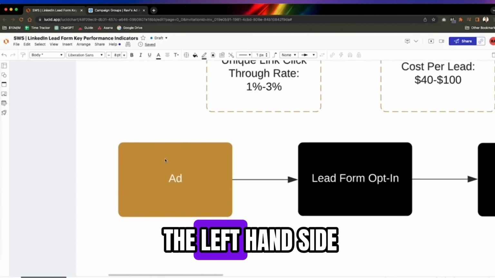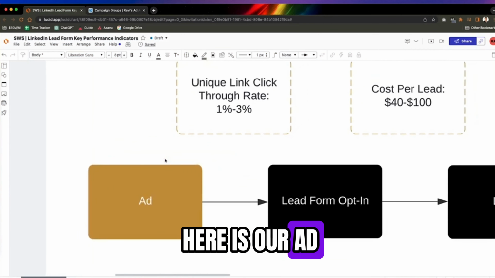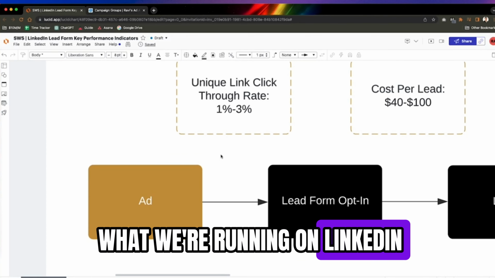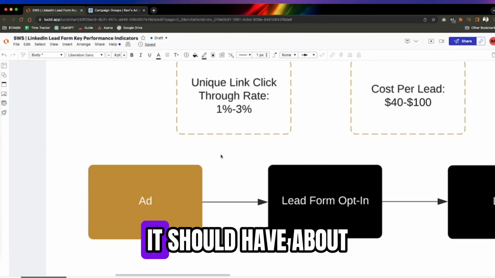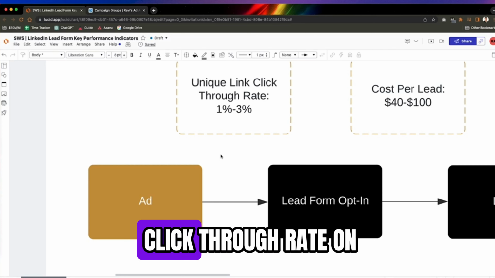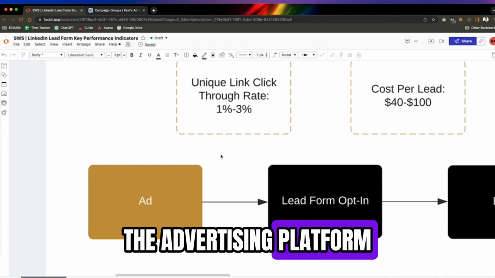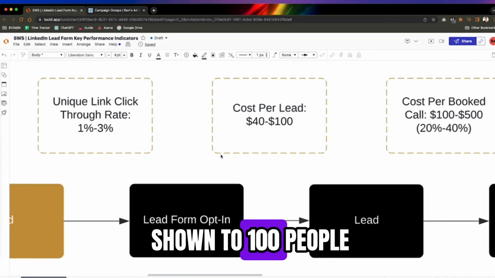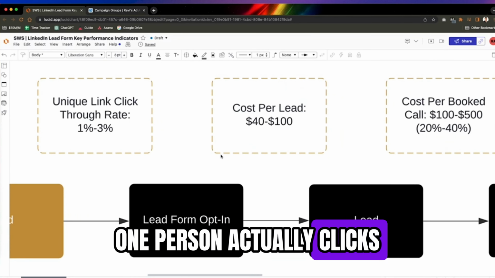So the first thing on the left-hand side is our ad, which is obviously what we're running on LinkedIn. If you have a really good ad, it should have about a 1% to 3% click-through rate on the advertising platform. That means that if the ad is shown to 100 people, one person actually clicks on the ad.